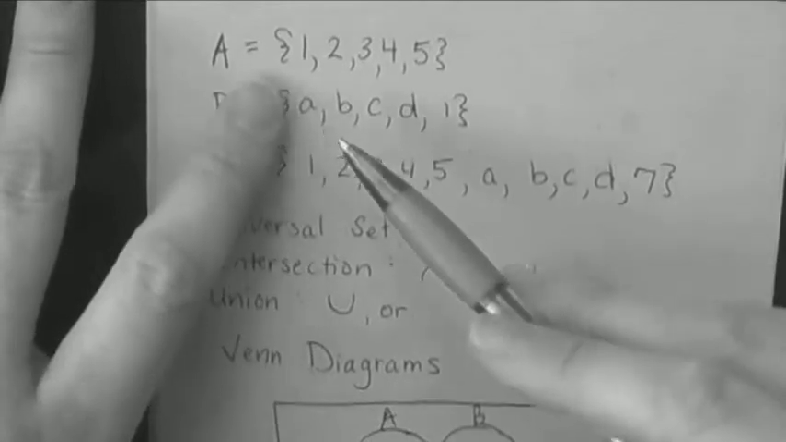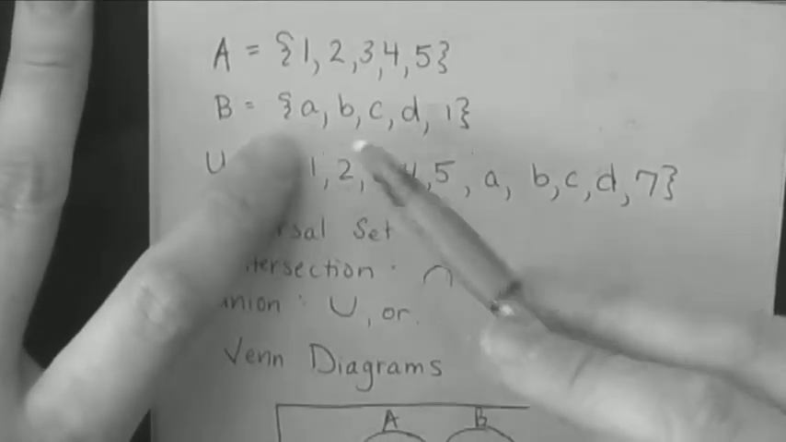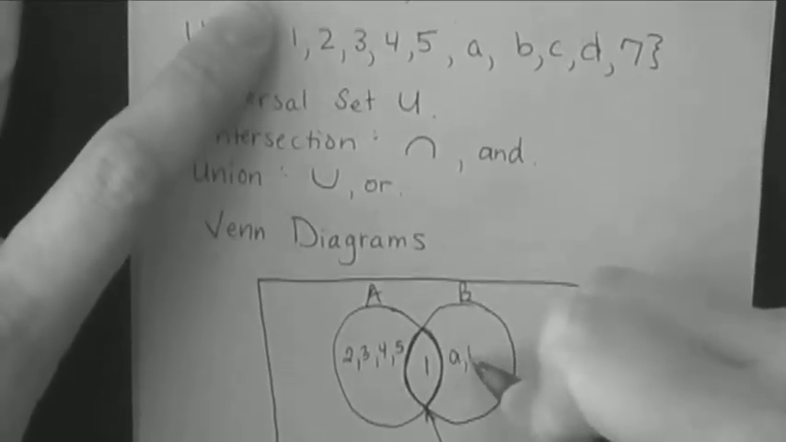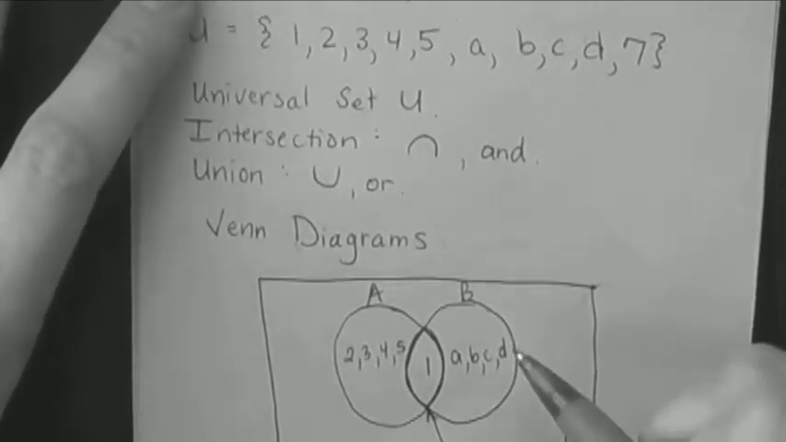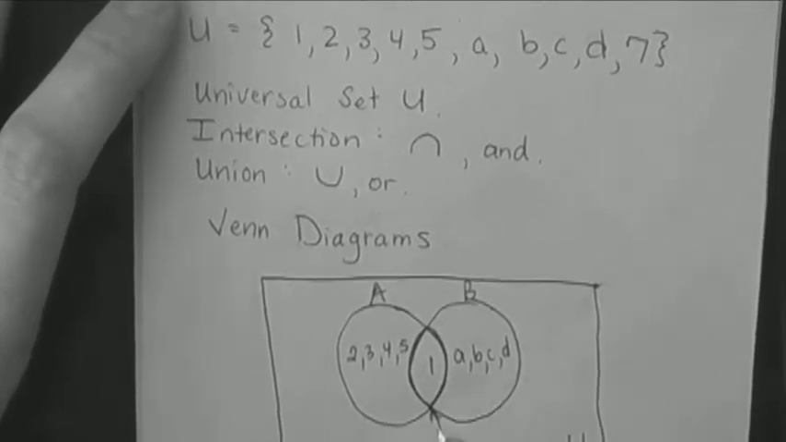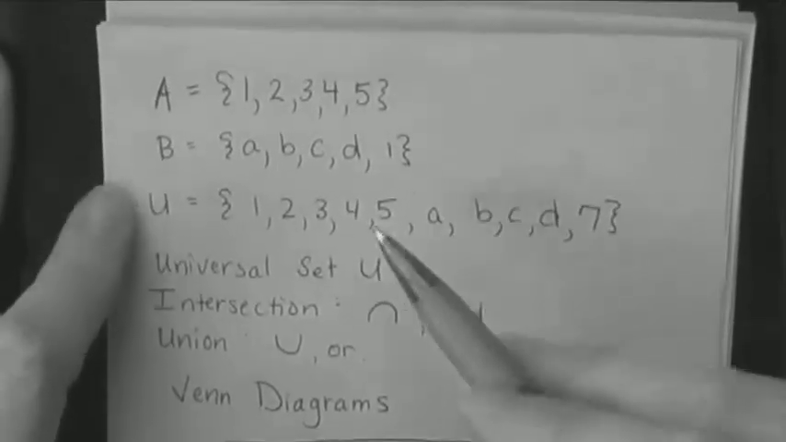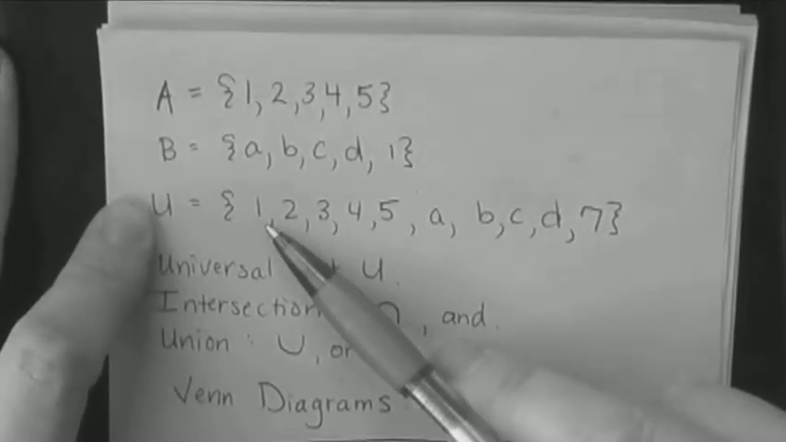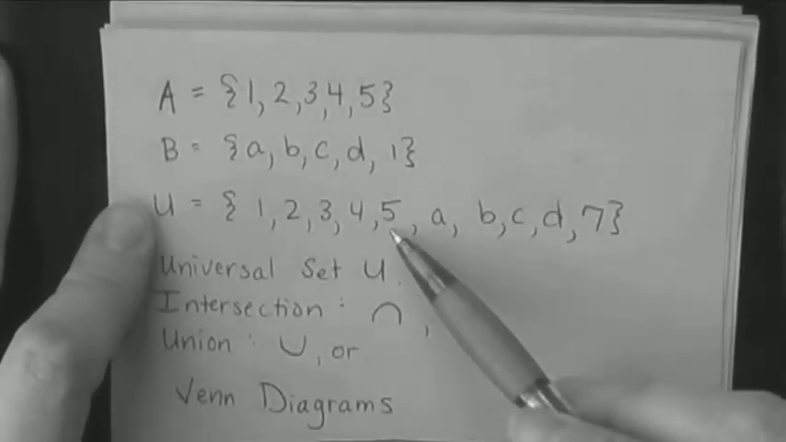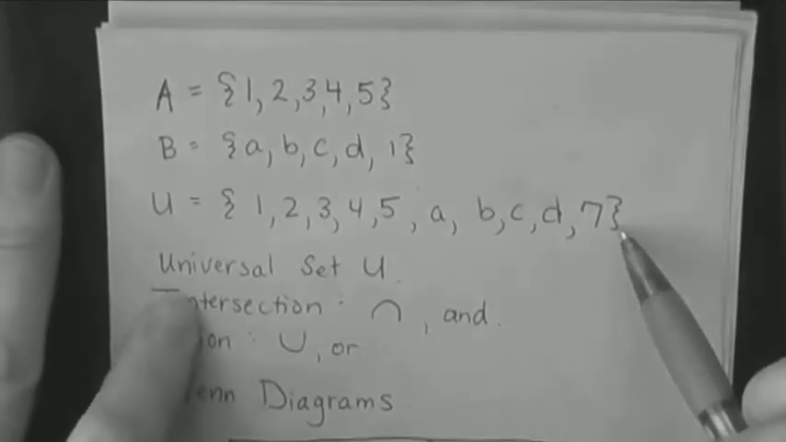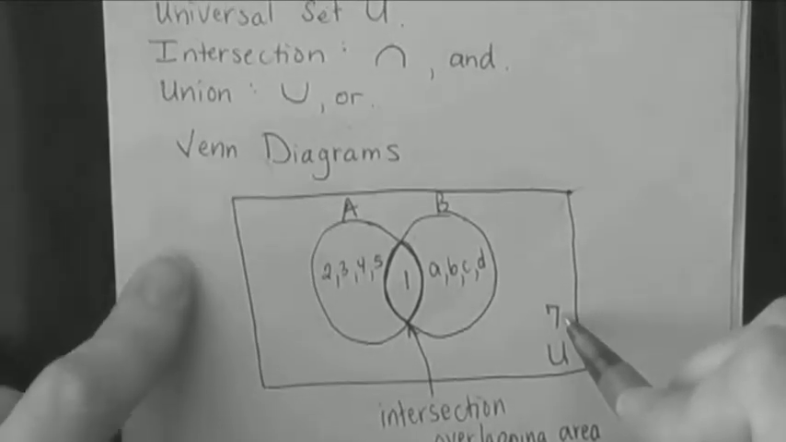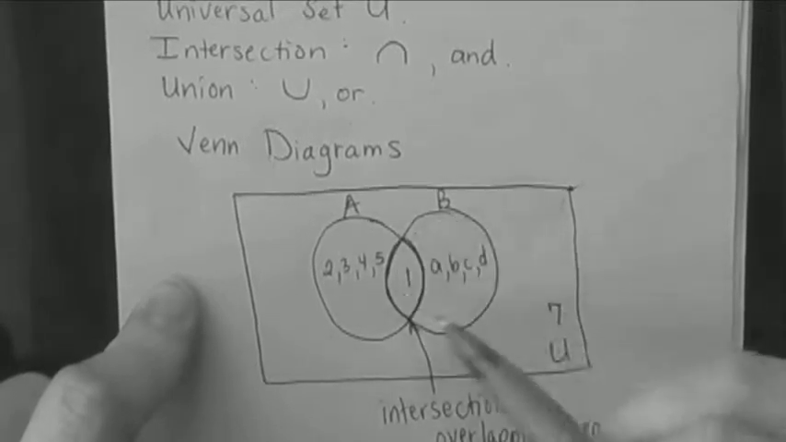Then I look back at B and I say, what else did I have in B? Well, in B I had an A, B, C, D, and a 1. I already have the 1 drawn. So I put A, B, C, D inside the B circle. So everything in B is everything in this circle, including the 1 that we already have labeled in the overlap. Then I look back at U, and I say, okay, what elements do I have left over that are not already drawn in my picture? Well, I have 1, 2, 3, 4, 5 already drawn. I have A, B, C, D already drawn, but then I have a 7. So I put a 7 on the outside to indicate that I have a 7 in the universal set that is not already drawn in one of these other two sets.